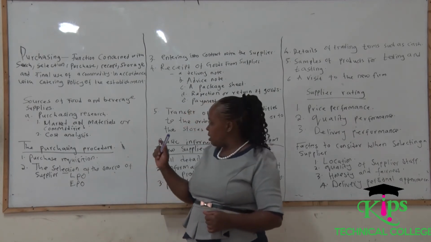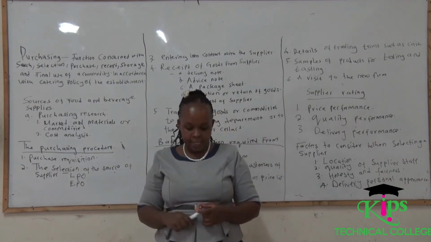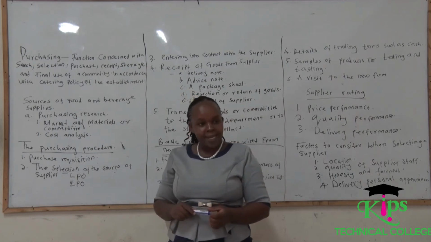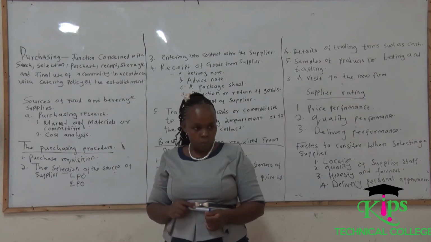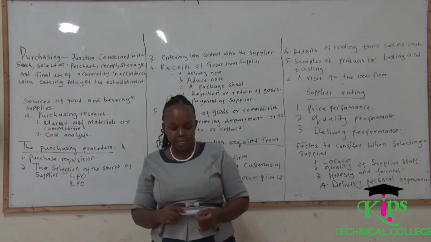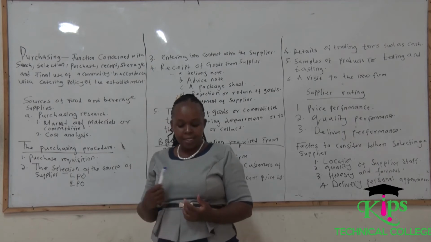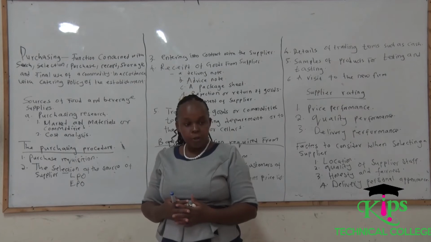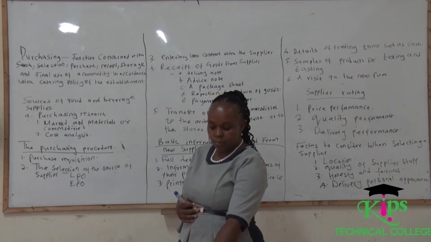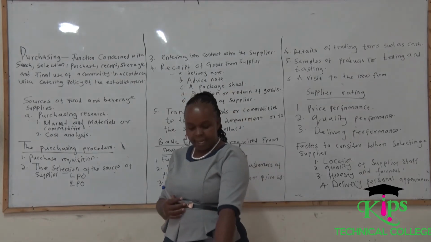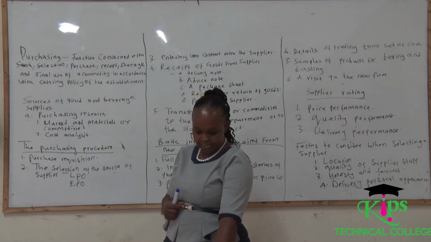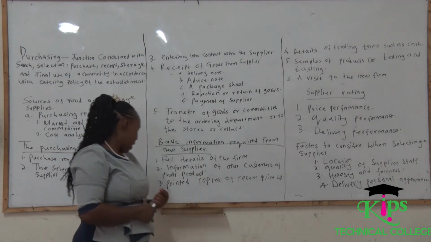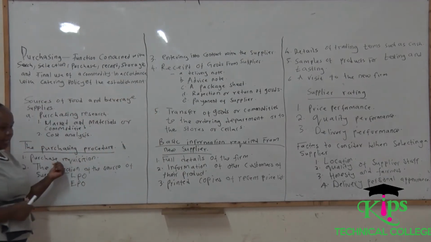Now, the purchase requisition will contain the following details. It will contain the details of goods required, exact color, size, and quality. Number two, it will contain the quantity required in terms of kilograms, crates, and also liters. And also it contains, if the item must be bought from a specific supplier, the name of the supplier should be indicated. And finally, it should have a signature of the officer in charge. That is the first procedure of purchasing.